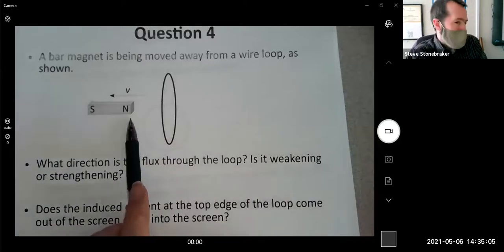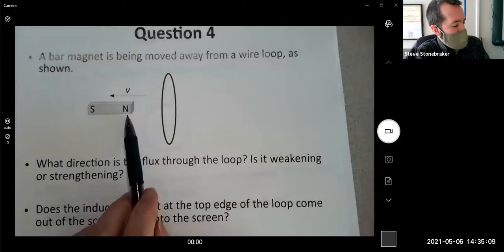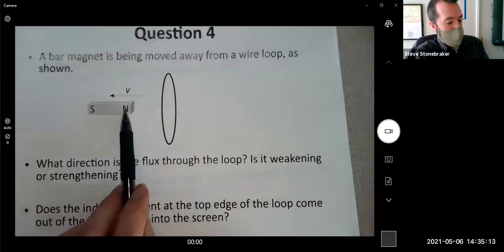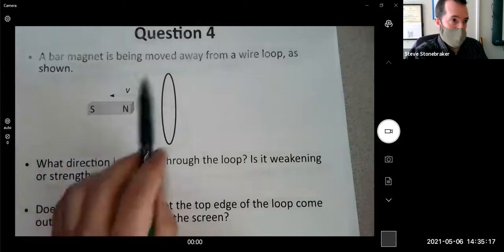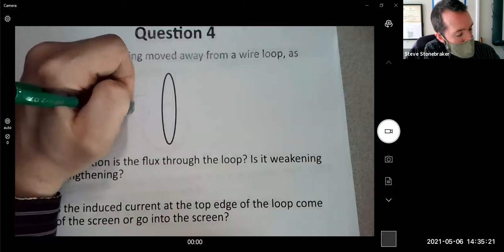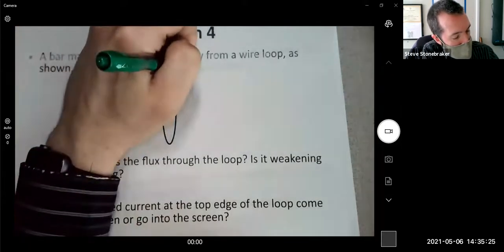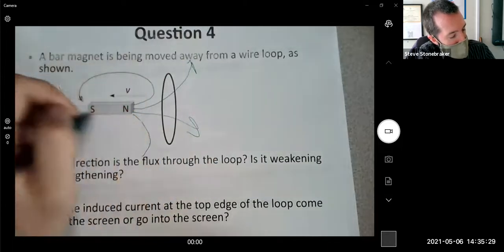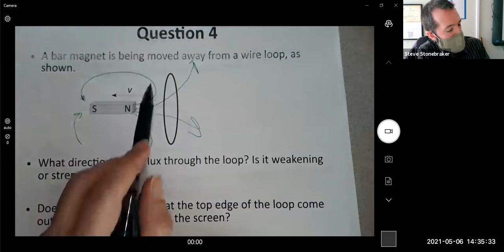All right, I'm going to sketch the magnetic field of the bar magnet first. The way the bar magnet field works is that the lines come out of the north and then they wrap around to go into the South Pole. So field lines kind of go like this. And then again, they wrap around to go in on the south side.